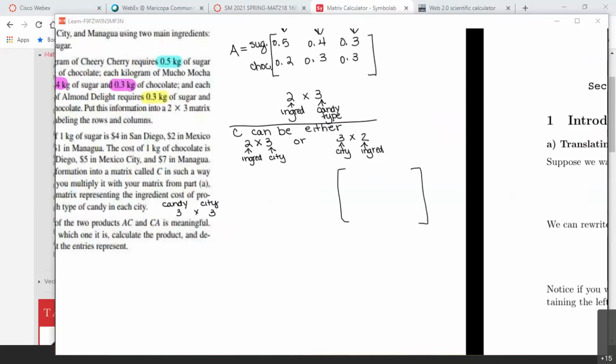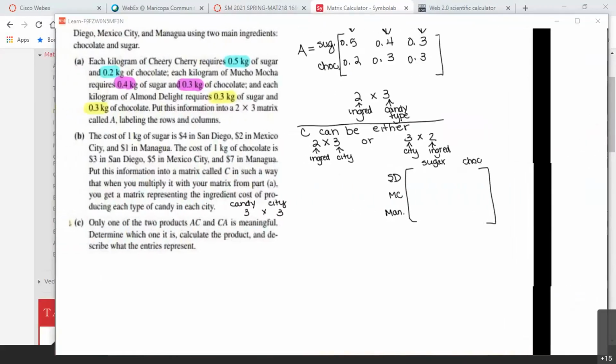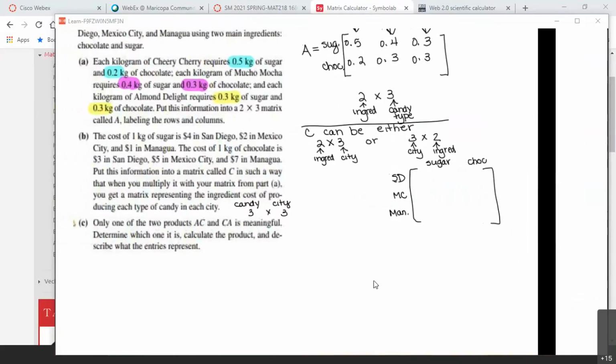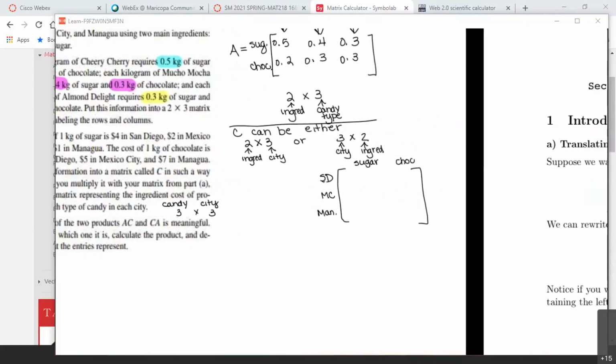I can do my cities as my rows, okay? So my cities are San Diego, Mexico City, and Managua. And then my ingredients are sugar and chocolate. Okay, so I basically want to put in the prices. Again, I can go through this section and highlight them the same way I did before, like highlight the sugar in San Diego and the chocolate in San Diego.